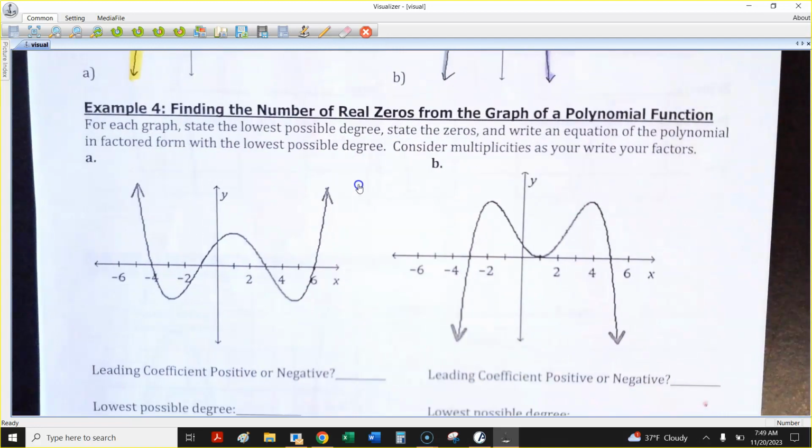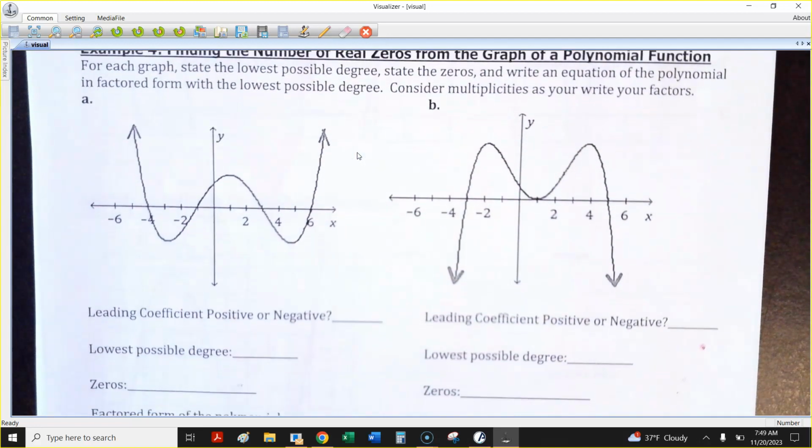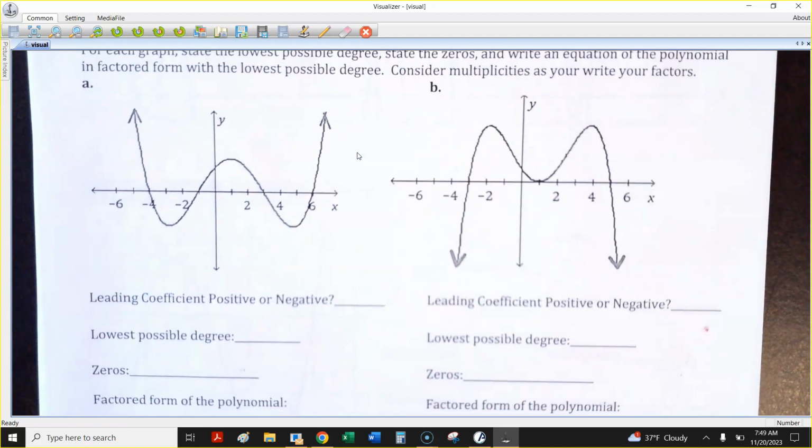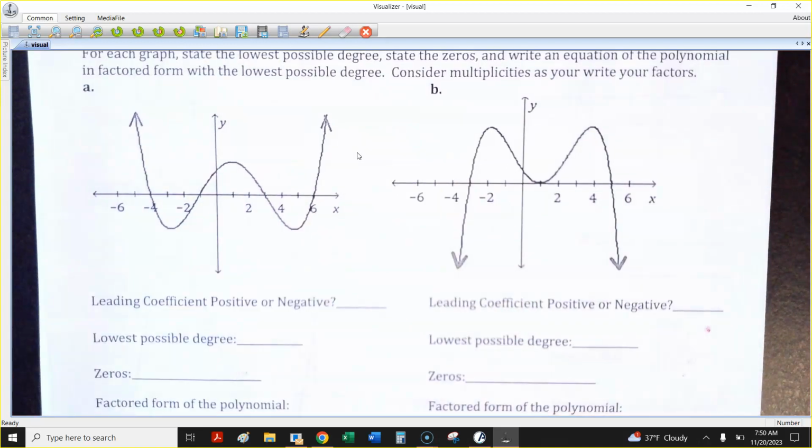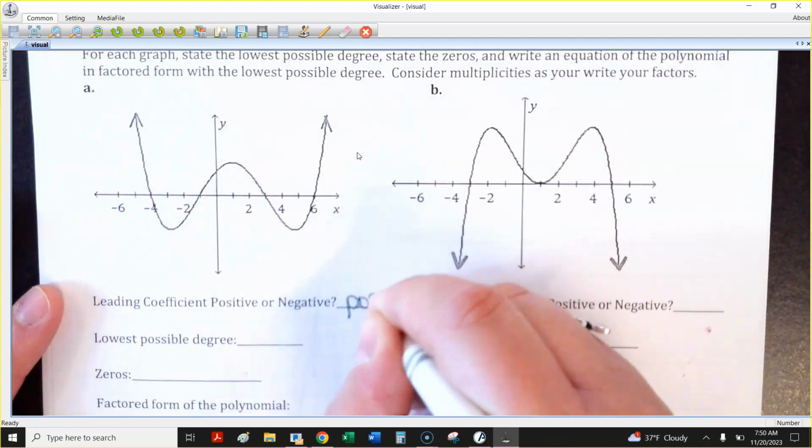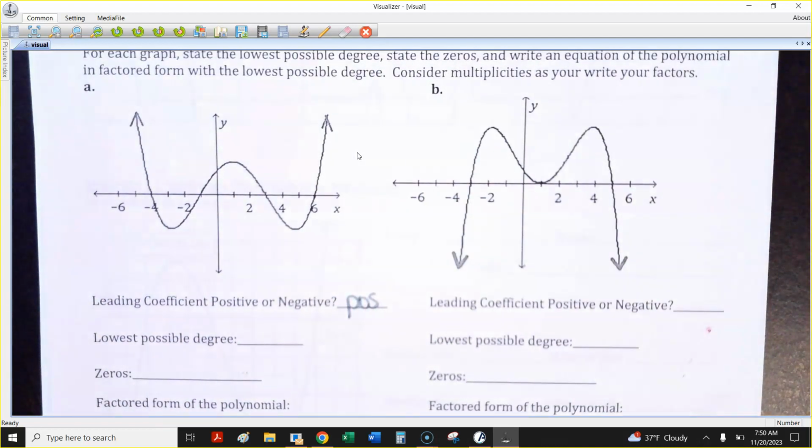Okay. Now, I'm just doing this with several different graphs. Is the leading coefficient on this next graph, what do you think, positive or negative? It has to be positive. And I promise, whatever it's doing on the far right, if it's going up on the far right, it's positive. If it's going down on the far right, then it's going to be a negative leading coefficient. What would you guys tell me the lowest possible degree is for this graph? So if I'm coloring on it, Eli, what do you think? This is 4th.